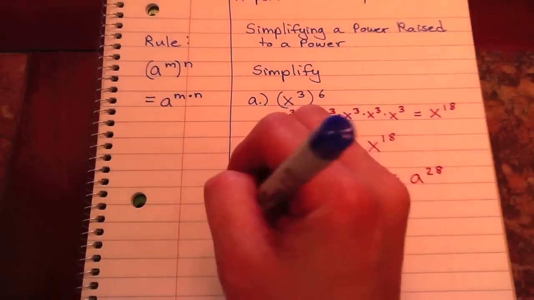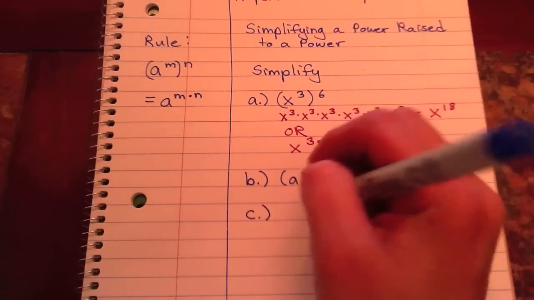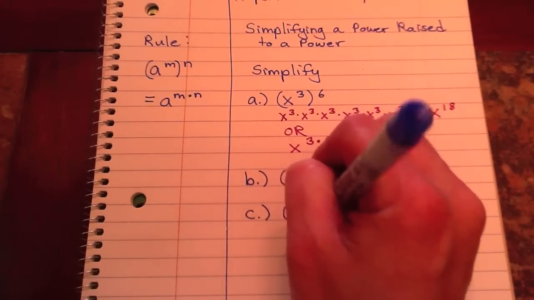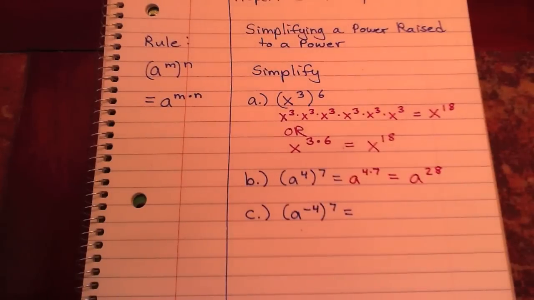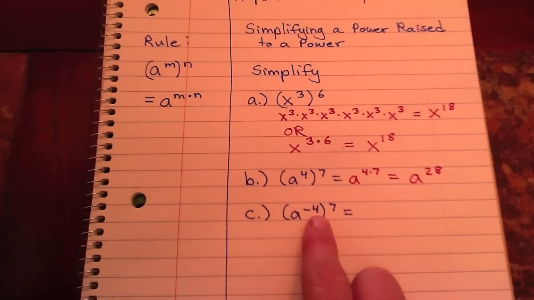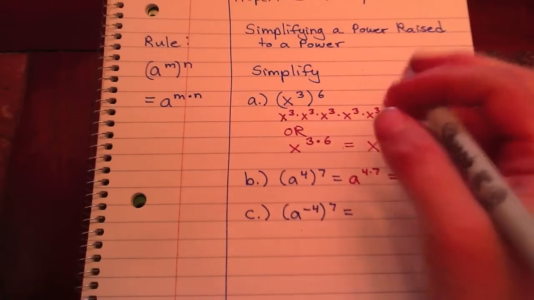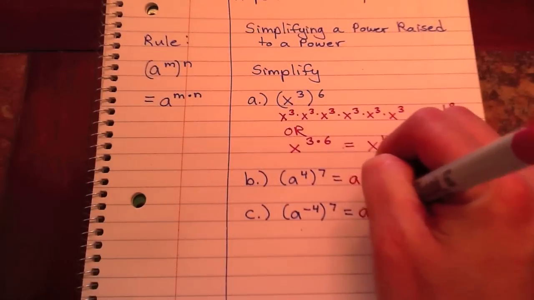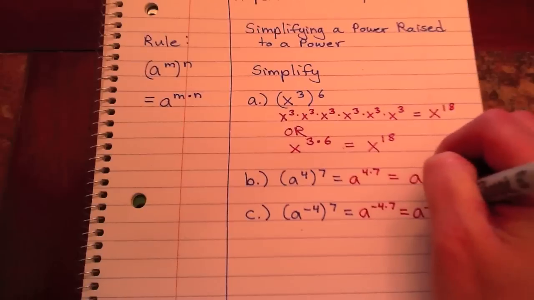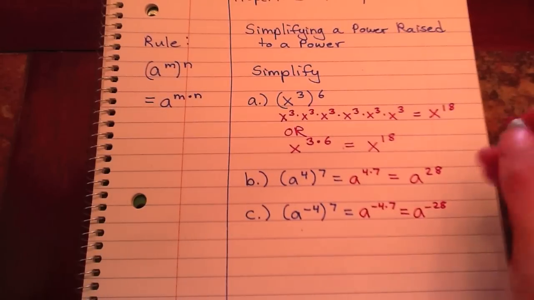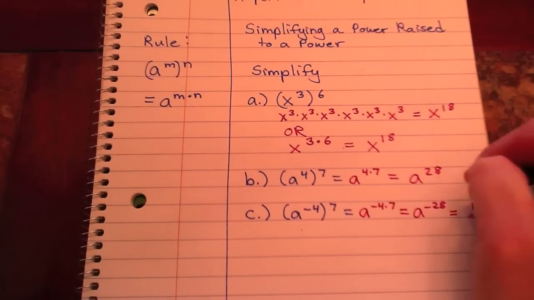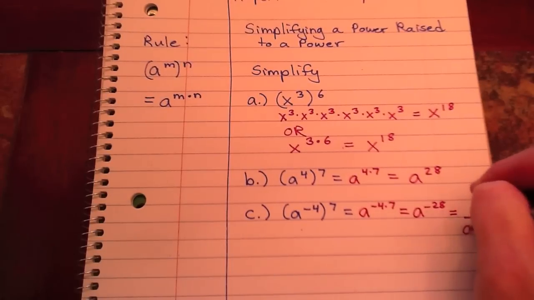Let's try one more. A to the negative 4 to the 7th power. Okay, same rule applies. Don't worry about this negative. All this would mean is that a to the negative 4th would need to be multiplied 7 times, which would mean it would move to the denominator of a fraction. You still get a to the negative 4 times 7, which is a to the negative 28, but you're not allowed to write it that way at the end, so your final simplified answer would say 1 over a to the 28th.